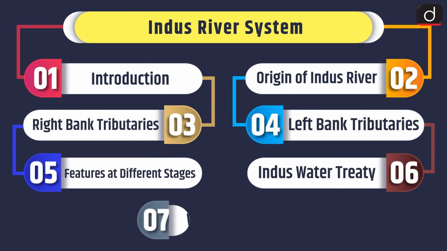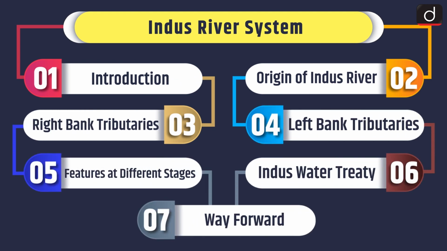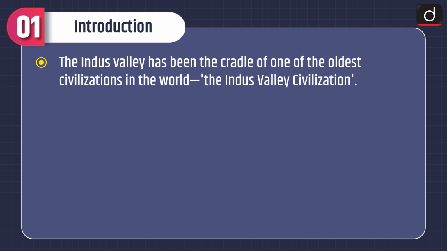Today's topic of discussion is Indus River System. First of all, we will have a look at the introduction of the topic. Then we will discuss about the origin of Indus River, right bank tributaries, left bank tributaries, features at different stages, Indus Water Treaty and way forward. So first of all, let's have a look at the introduction of the topic.